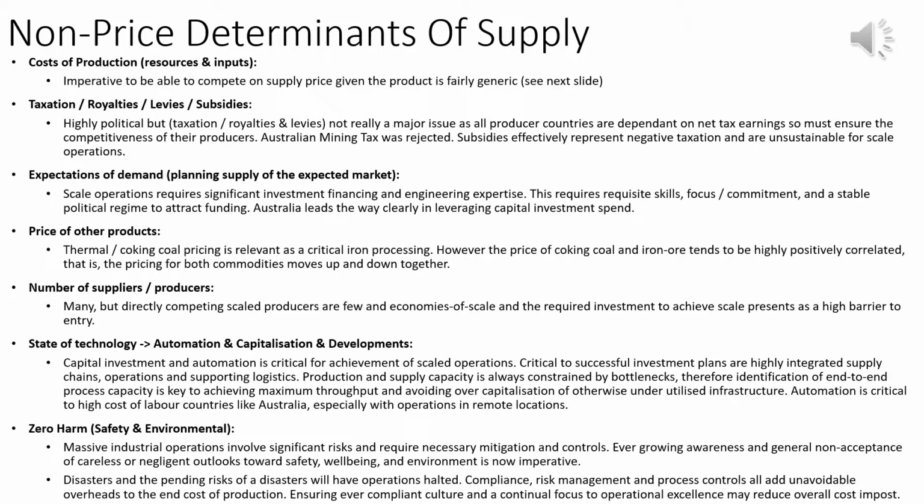The price of thermal coal is particularly relevant, but interestingly, it tends to move in a high correlation with the price of iron ore. There is a high number of international suppliers, but relatively few of competitively significant scale. Technology and automation are key for achieving maximized output and achieving economies of scale in production, thus reducing the per ton cost of production. Safety and environmental considerations are also hugely significant as they are both potentially costly but also politically relevant. Risk management and mitigation are absolutely necessary overheads which add to the cost of production.